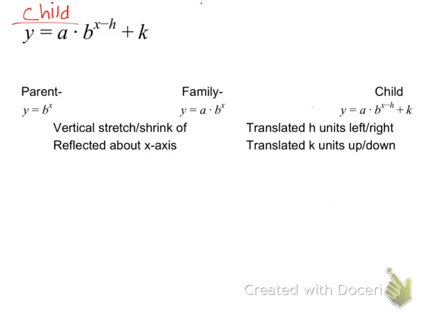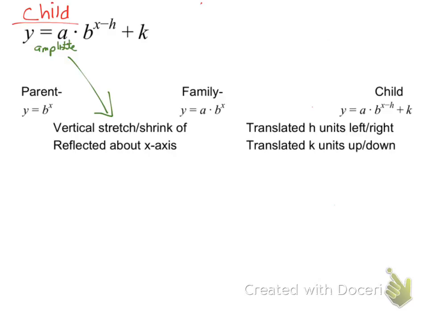Multiplying. I'm going to do the multiplication first, then the adding and subtracting. Now let's talk about what each of these pieces does. A, guys, is what we call the amplitude. Amplitude tells you how big or small the graph is going to be.